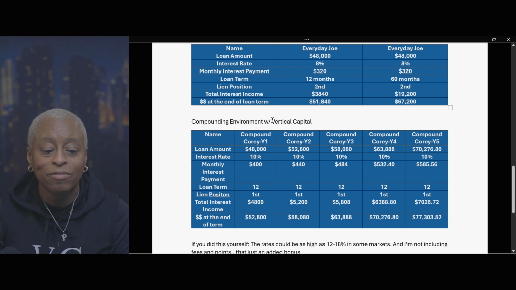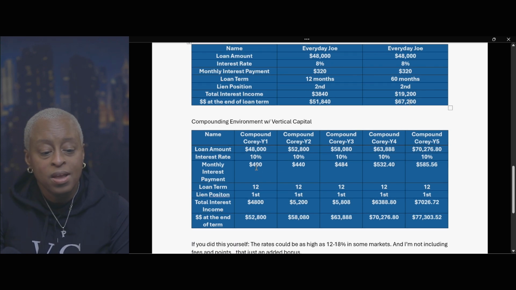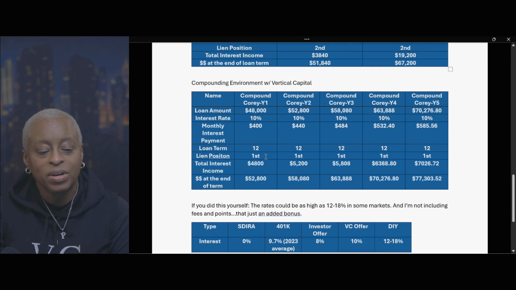So in a compounding environment with Vertical Capital, we pay 10%, not 8%. You're not in second lien position with us. You're in first lien position, meaning we're first. So we've got Compounding Corey here in year one. His loan investment was $48,000. I'm using 10% because that's what we pay. His monthly payment is $400, 12-month term. Lien position first, right? Mitigated our risk.